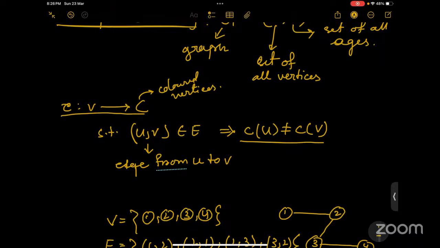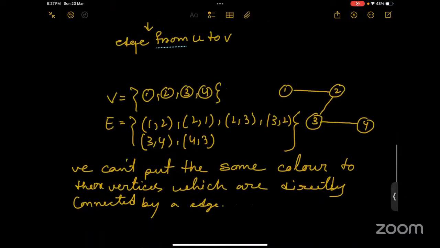Now, is it correct? Sure. But in that case, two colors are sufficient for any graph, right? Because you alternately keep changing the color. No, not for any graph. Like if I have this type of edge also, we can have this type of edge also.